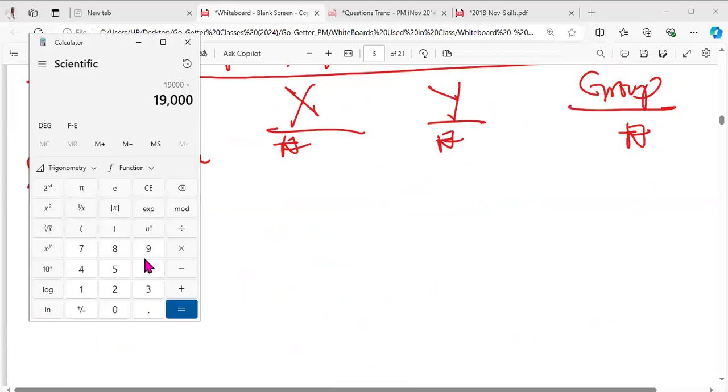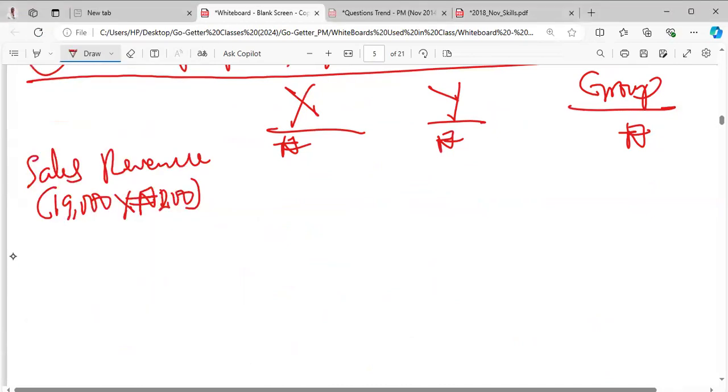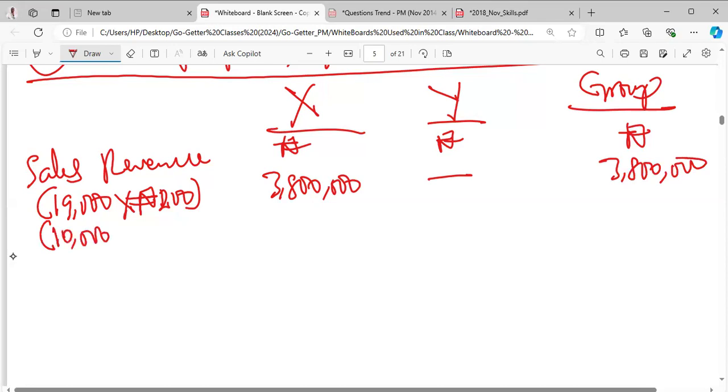We are giving it to them at 200. That will give me 3,800,000. So you see it has increased. So these people will always be selling their 10,000 at 800. That will always be 8 million.